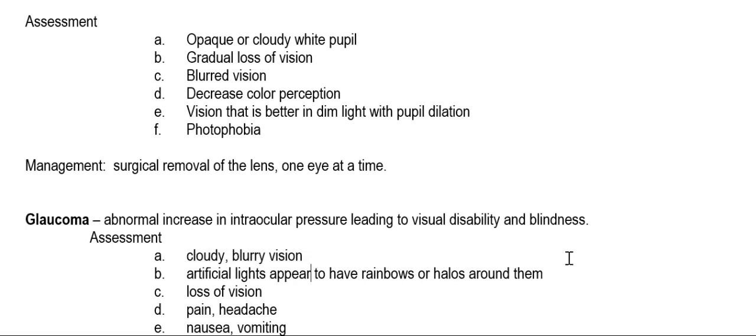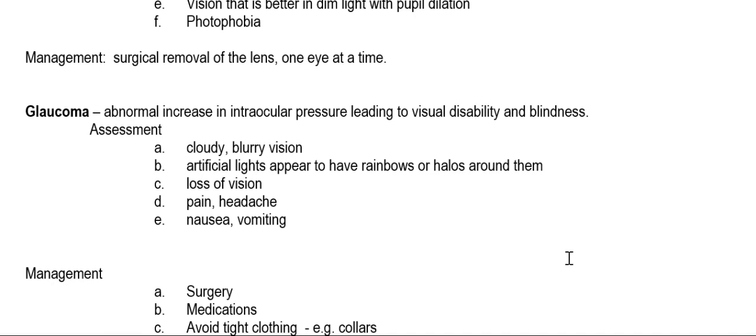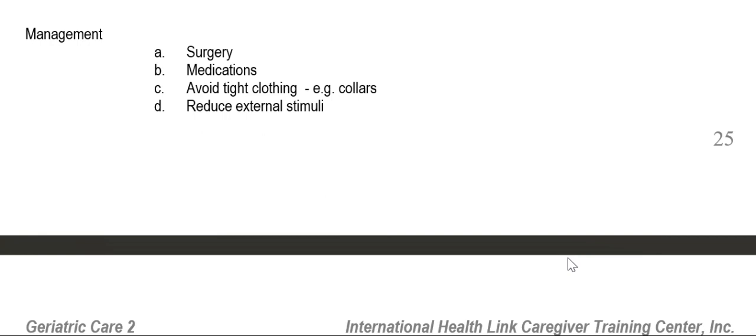And then last, we have your glaucoma. Abnormal increase in the intraocular pressure leading to visual disability and your blindness. Cloudy, blurry vision. Artificial lights appear to have rainbows, or sometimes called halos around them. Loss of vision, pain, headache, and nausea and vomiting. If you have glaucoma, masusuka ka. Management, surgery, of course, removal of the affected eye. Of course, glaucoma really results in blindness.